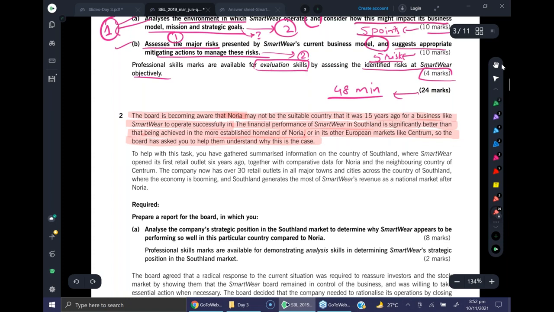To help with this task, you have gathered summarized information on the country of Southland, where Smartware opened its first retail outlet 6 years ago, together with comparative data for Noria and the neighboring country of Centrum. Again, I will have to wait and find out where this comparative data is given, in one of the exhibits. So you'll have to wait. The company now has 30 retail outlets in all major towns and cities across Southland, where the economy is booming, and Southland generates most of Smartware's revenue as a national market after Noria.